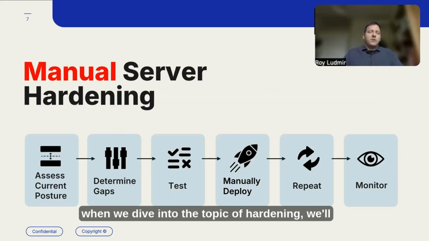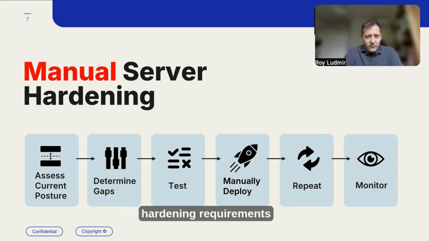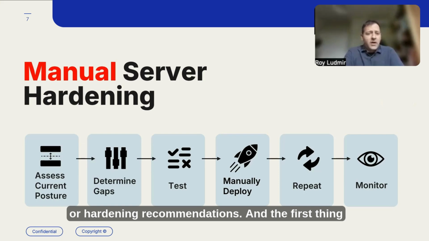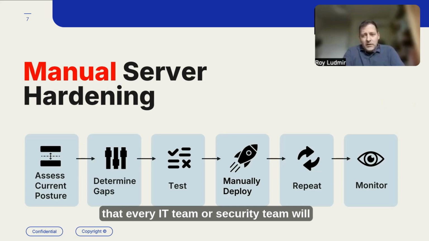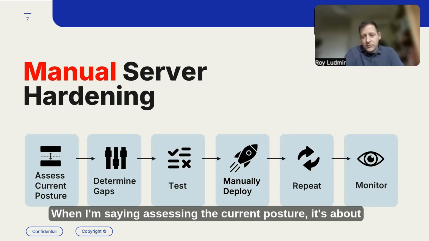Now, when we dive into the topic of hardening, we'll usually see that the go-to is just the manual procedure. Hey, we're going to take a benchmark. Hopefully, this is something robust or best practice like CIS benchmarks, or maybe a state level kind of advisory that provided hardening requirements or hardening recommendations. And the first thing that every IT team or security team will do is, of course, assess the current posture. When I'm saying assessing the current posture, it is about scanning.